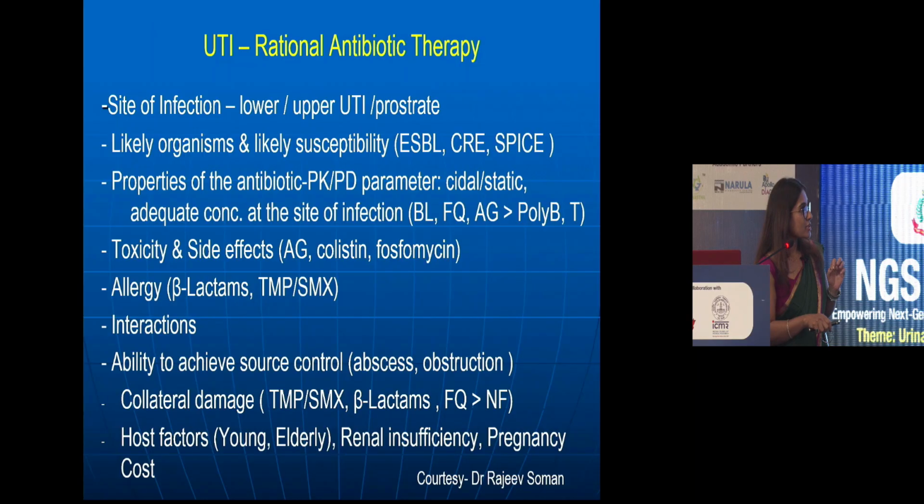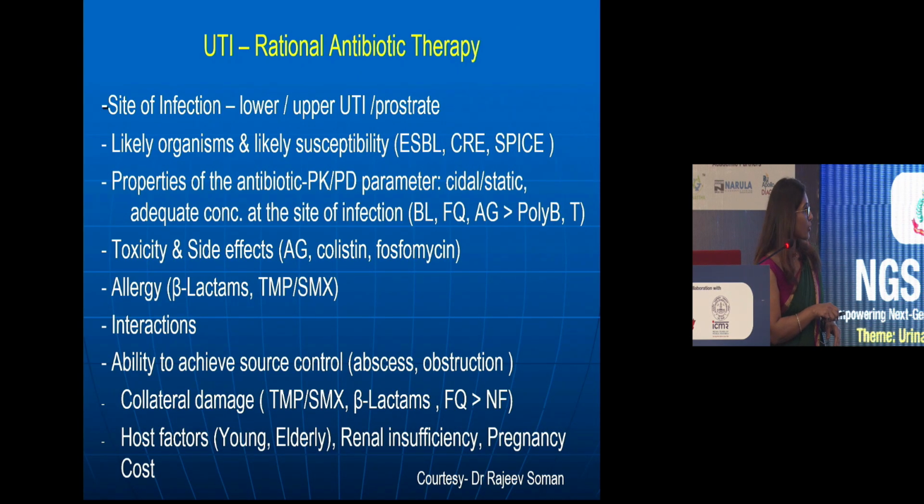Remember that beta-lactams, fluoroquinolones as well as aminoglycosides have a higher concentration in the kidney parenchyma as well as in the urine. However, polymyxin B has no urinary concentration, and tigecycline, even if the urine culture report suggests that it is susceptible, has poor urinary concentration and should not be used for the treatment of UTI.